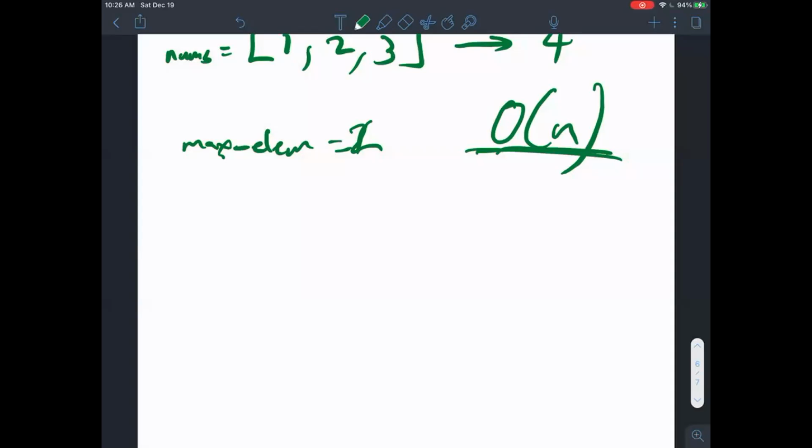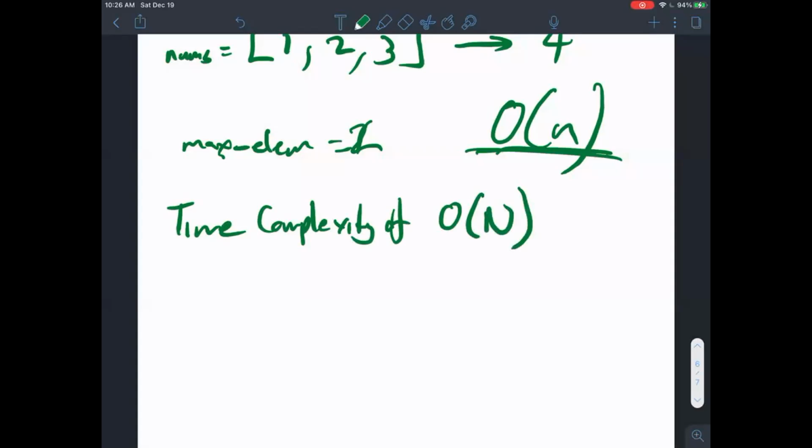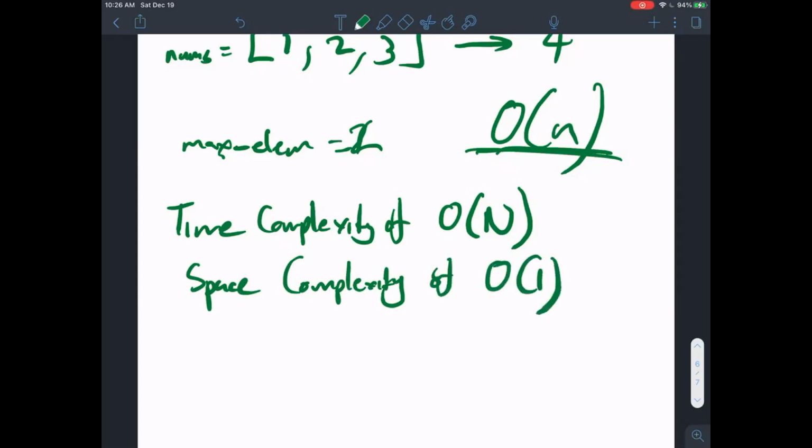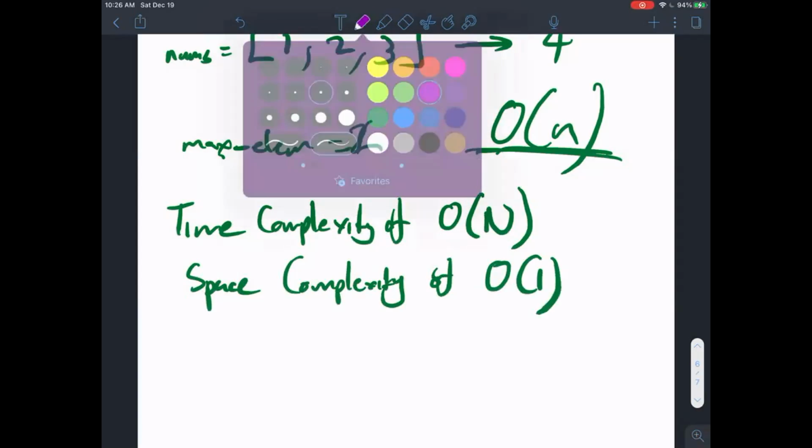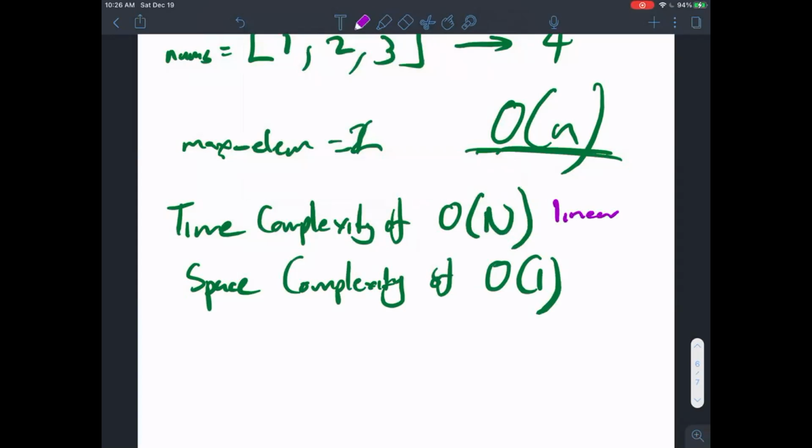Okay, so let's try to solve this using a time complexity of n and a space complexity of 1. So this one means this is linear time and this is constant. Okay.